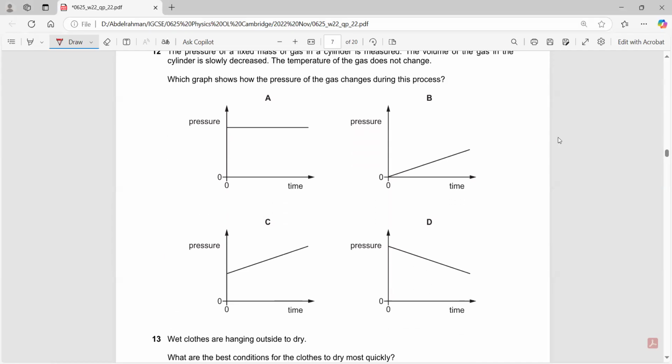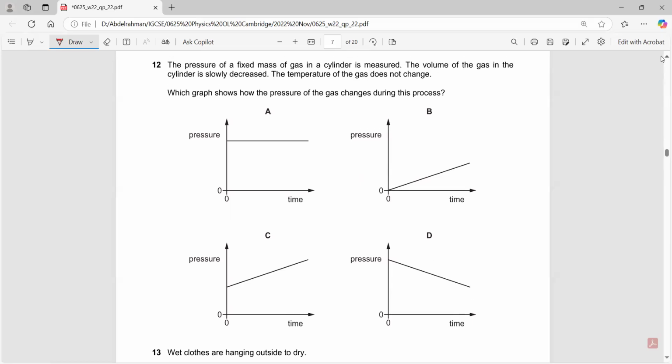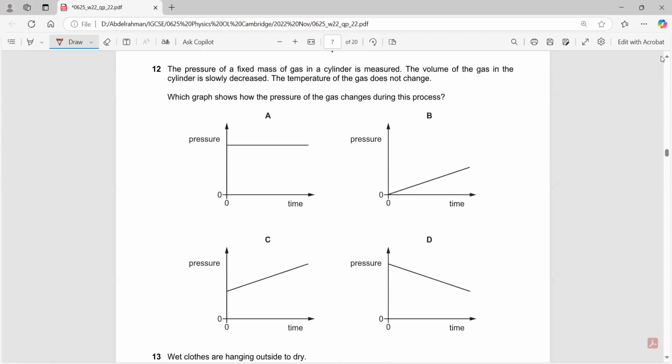Question 12. Which graph shows how the pressure of the gas changes during this process? The pressure of a fixed mass of gas in the cylinder is measured. The volume of the gas in the cylinder is decreased, as you compress the cylinder. The temperature does not change. As you decrease the volume, what happens to the pressure? It increases. So should it be B?